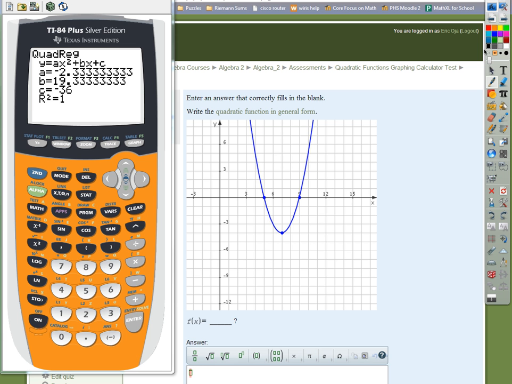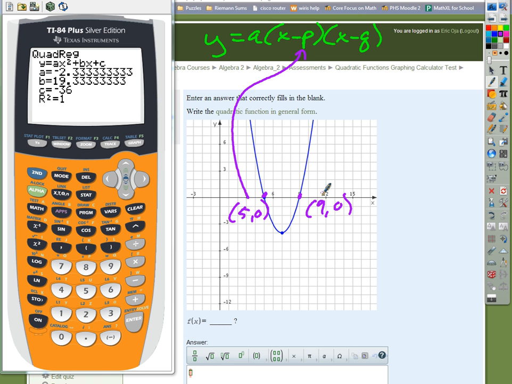And so if we wrote this in y equals a times x minus p times x minus q mode, p and q are just the x-intercepts, right? So here's one x-intercept at x equals 5. That's the point 5, 0. So 5 would go in for p. Here's the point 9, 0. So that's an x-intercept. So 9 would go in for q, right?